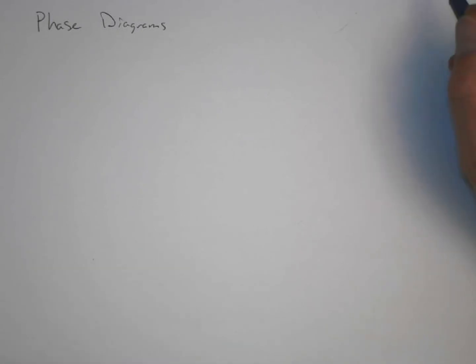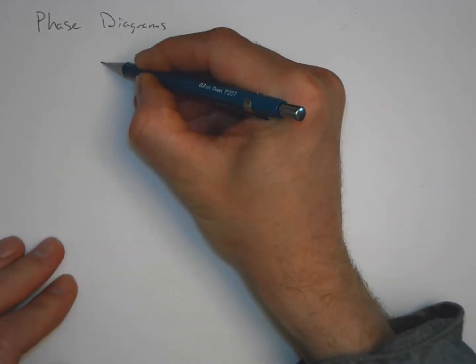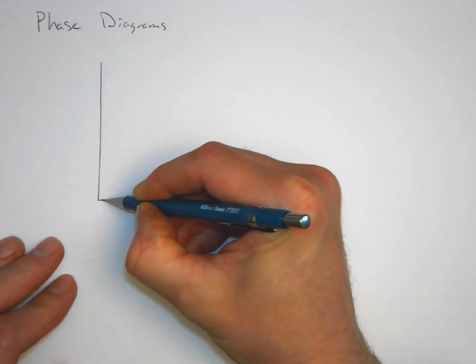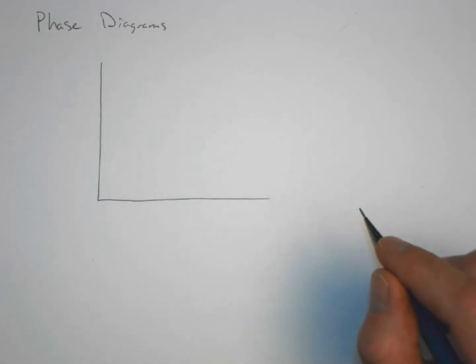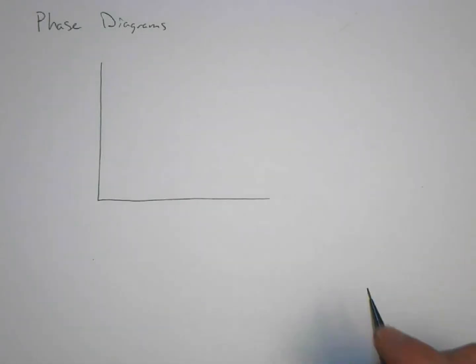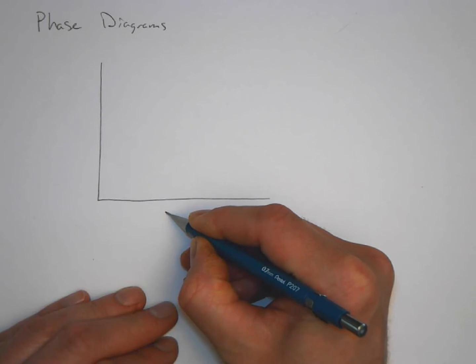Let's have a look at phase diagrams of materials. To understand a phase diagram, let's simply draw one and then annotate it so that we have everything, so that we can understand sort of where everything comes from. A phase diagram looks like this.